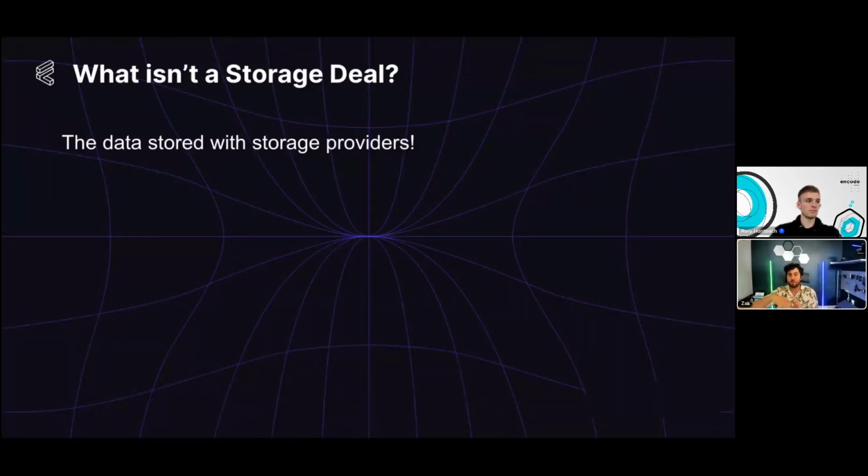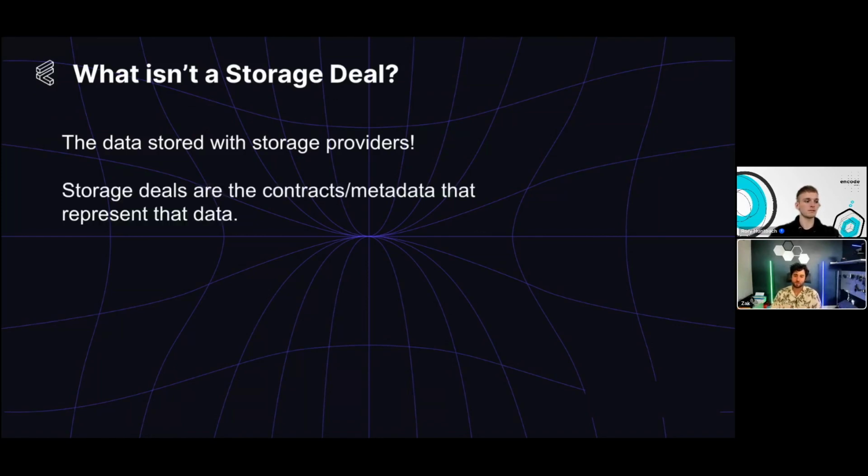Storage providers have to put up FIL as collateral and provide cryptographic proofs on chain that they're still storing your data every 24 hours. And if they don't, they risk getting slashed and losing the money they have put up on stake, which makes it game theoretically not advantageous for them to not actually follow the storage deal, right? So storage deals are the contracts and metadata that represent the data being stored. Very common, confusing point, right?